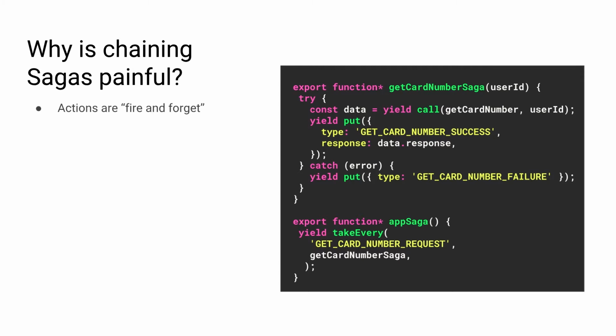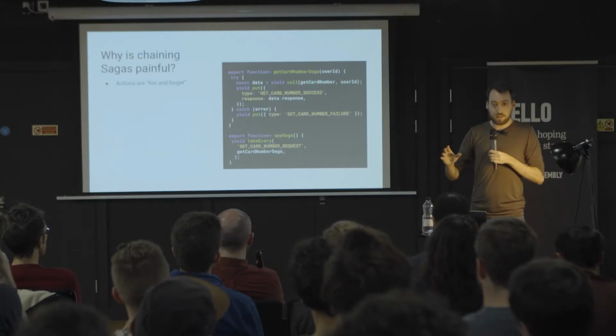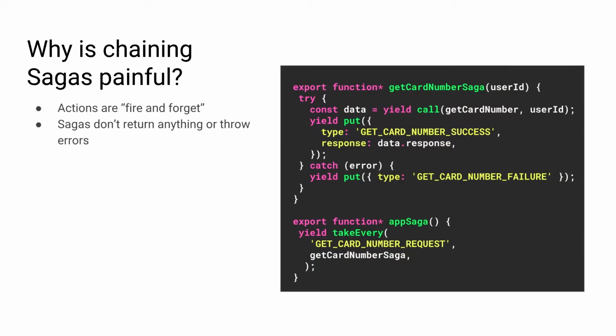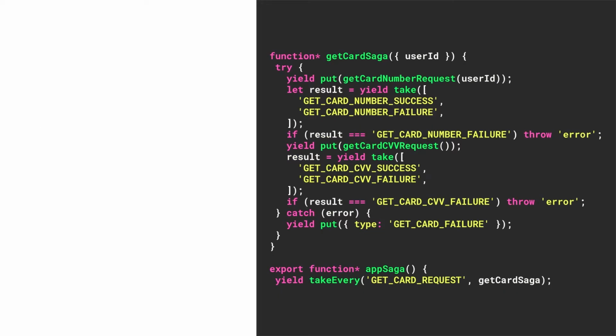So I think the main reason that chaining sagas is painful is because actions are fire and forget. So sagas don't return anything, and they also don't throw errors. They just dispatch actions. So in this case, we do the same call, but rather than returning the result, we put this action. We say success, and then that action will save that data in the store. And if we get an error, again, we just dispatch an action that's like error, and that then goes to the store, which can make life slightly painful.